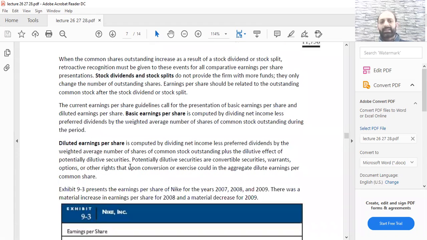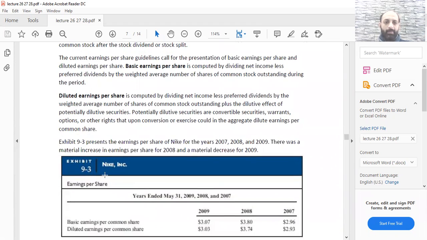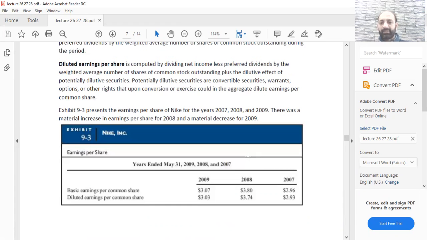you consider other securities as well, जो कि आपकी potentially dilutive securities होती हैं, वो आपकी convertible securities होती हैं, warrants होते हैं, options होते हैं, other rights. Exhibit 9.3 presents the earnings per share of Nike for years 7, 8, 9. There was a material increase in earnings per share for 8 and material decrease for 9.